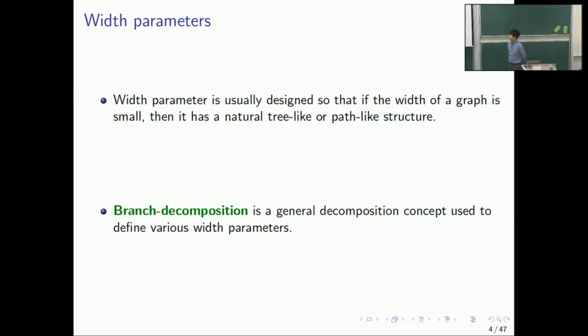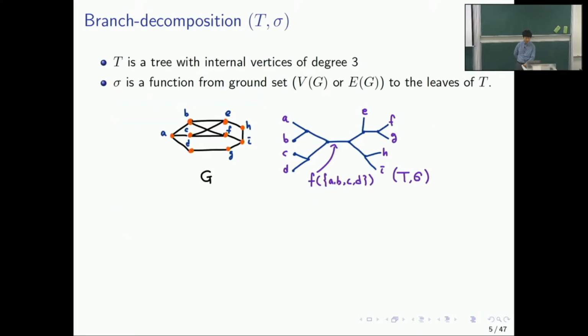A width parameter is usually designed so that if the width is small, then the graph can be decomposed in a natural way, so that you have some tree-like structure or path-like structure. The tree decomposition is an example. But branch decomposition is a general decomposition scheme that can be used to define various parameters. So I will introduce branch decomposition. Here is an example.